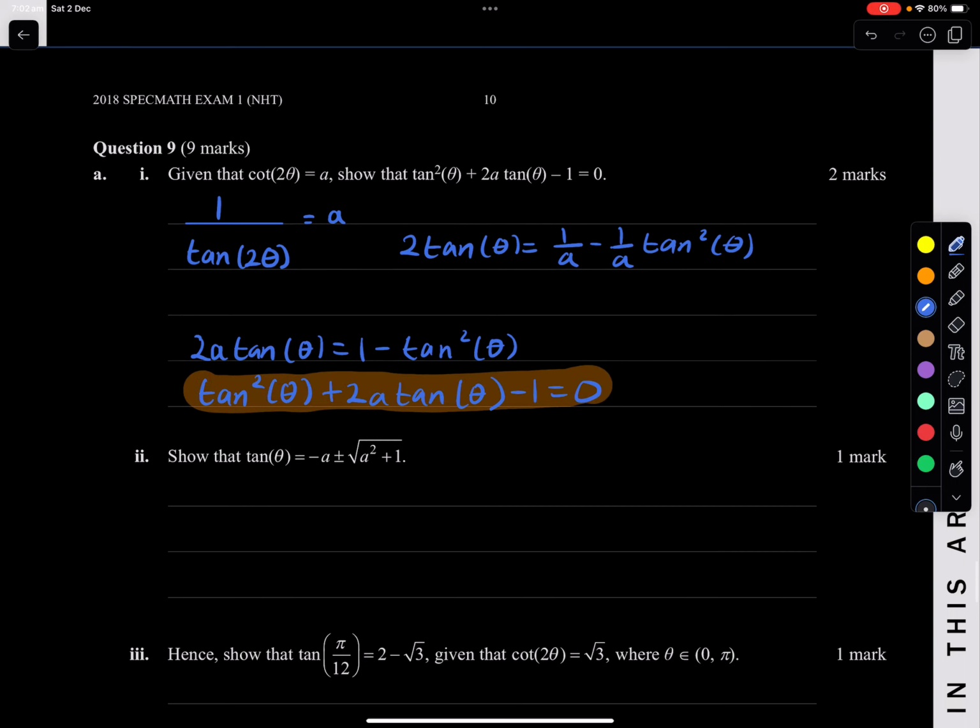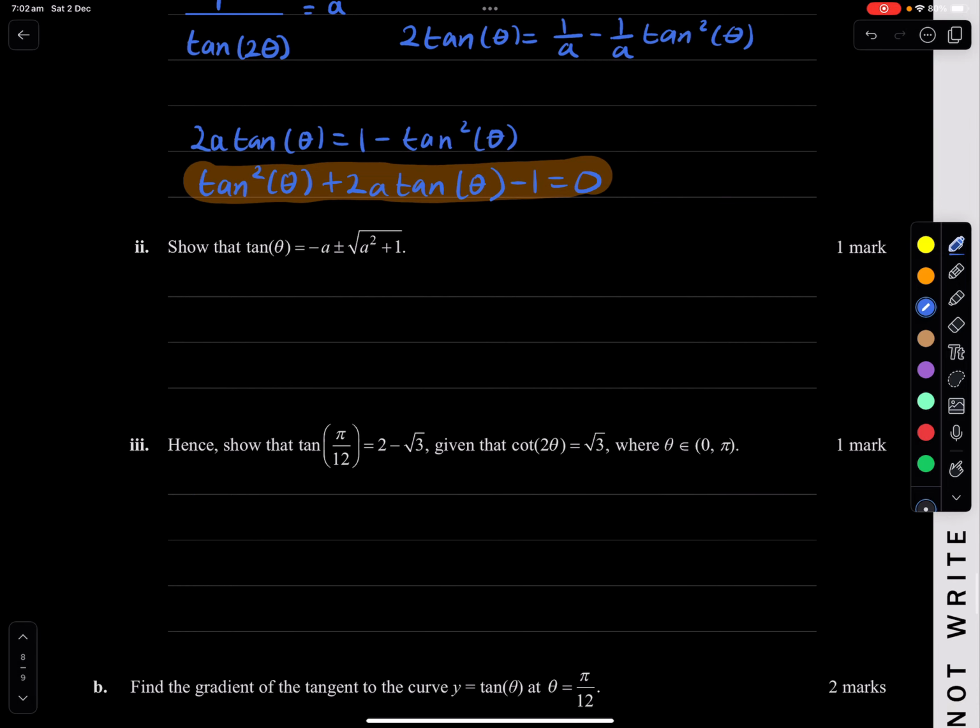Show that tan theta is equal to this. Okay, in this case, we're using this equation over here. If we know, let me use a different color, if we actually let tan theta be u, then using this expression, this is going to be u squared plus 2au minus 1 equals 0.